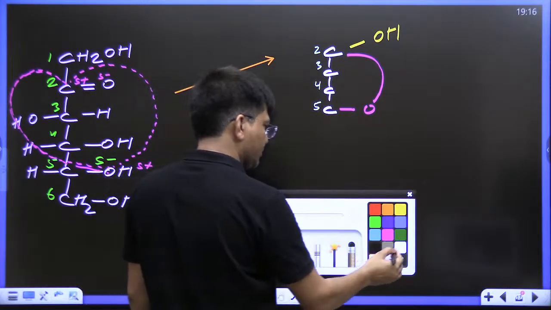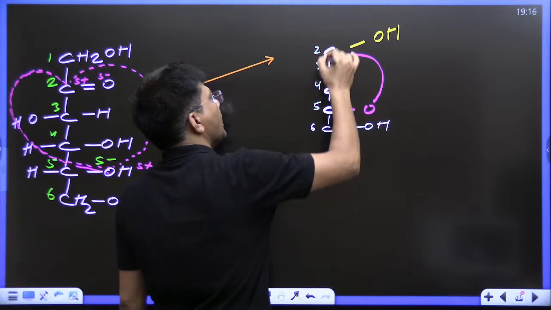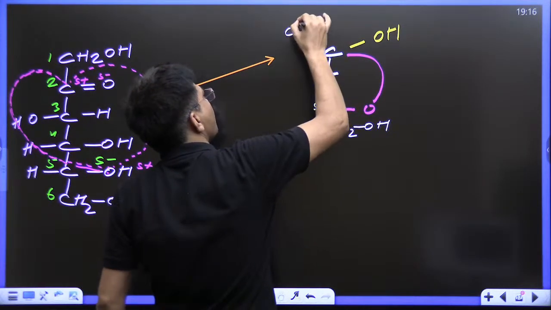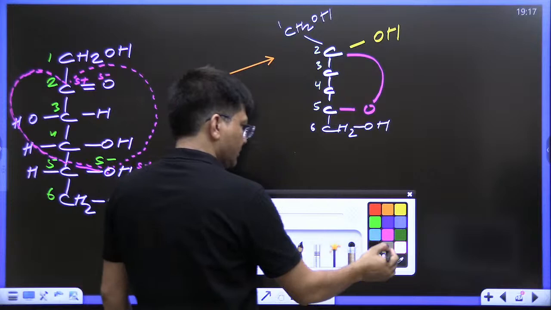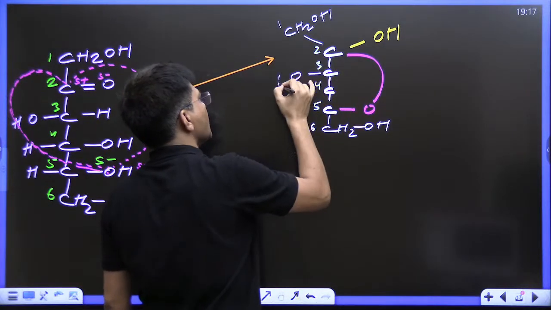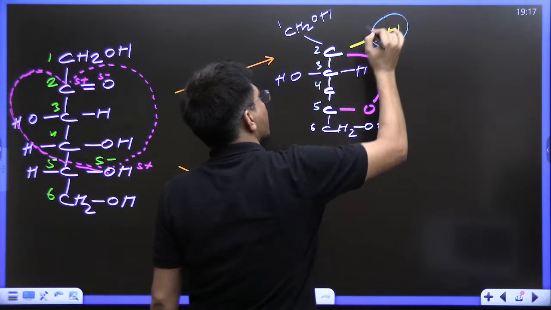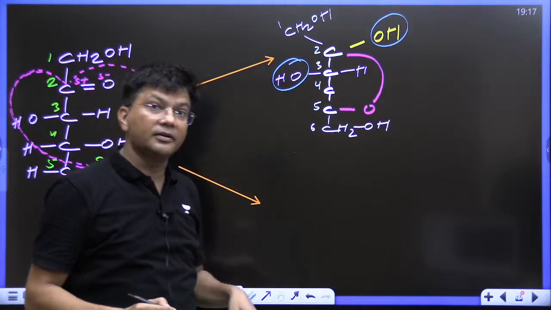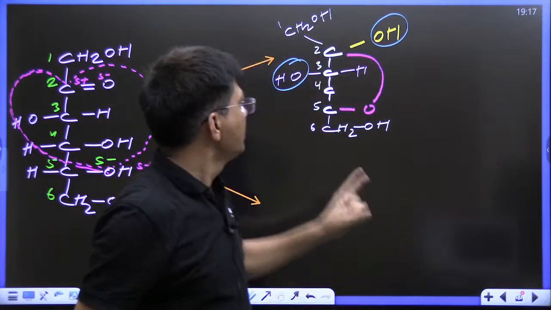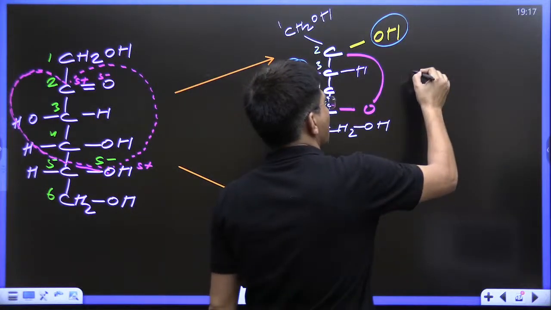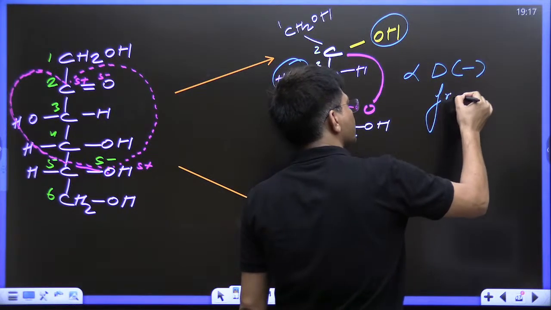Now the first and last carbon, let me draw. This is CH2OH, this is your sixth carbon, and this is CH2OH. This is your first carbon. And this is your third carbon, OH. So what we can see, the second carbon OH and third carbon OH are on opposite sides. In glucose, when the first and third were on opposite sides, we said alpha. Here the second and third carbon OH are opposite. Alpha D, in nature it is found as levorotatory fructose.